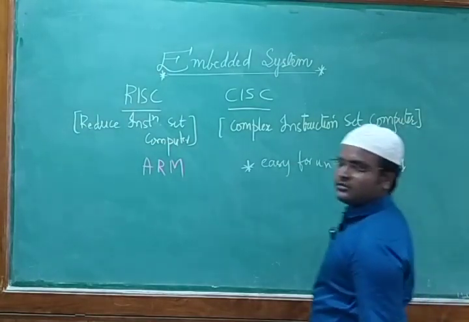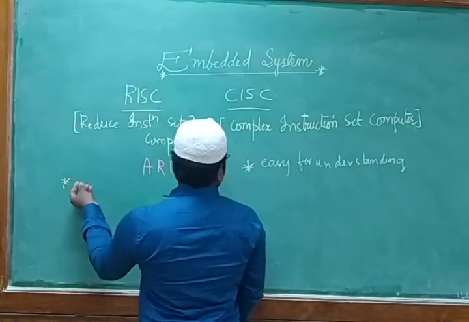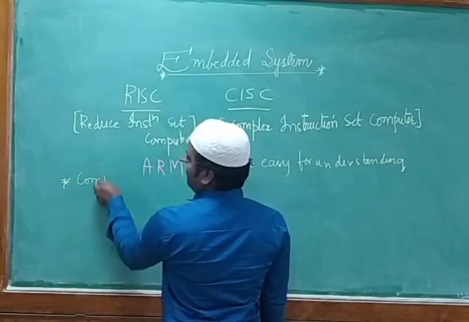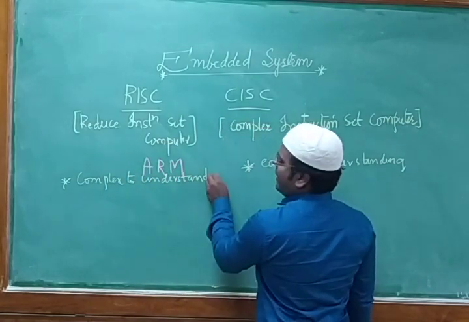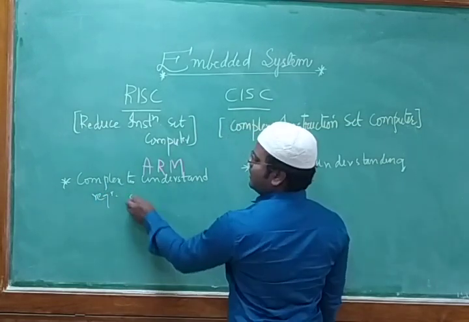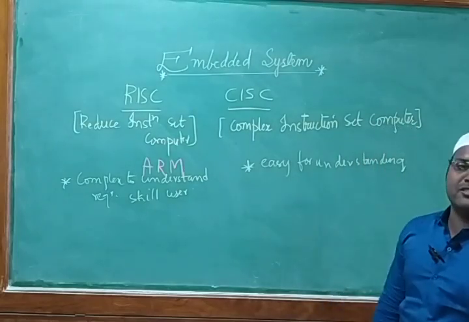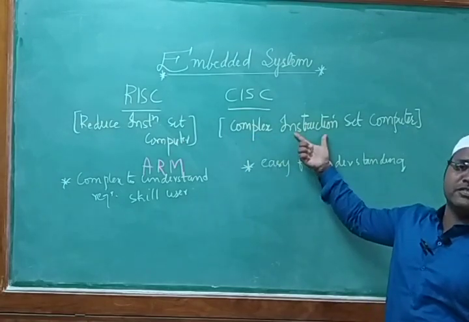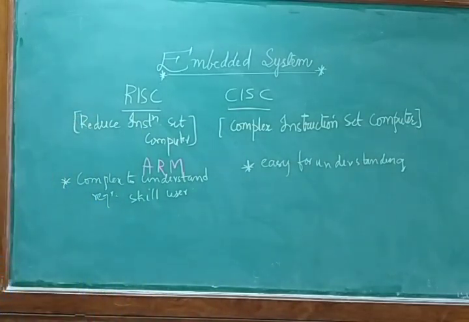What is CISC all about? CISC is saying that it is not that easy. Since we are reducing the set computer, we can write that RISC is quite complex to understand and requires a skilled user to use this kind of computer. Whereas CISC is quite easy because the instruction set is quite complex. It uses so many kinds of instructions, so it is easy for users to utilize and to analyze that particular kind of instruction set computer.